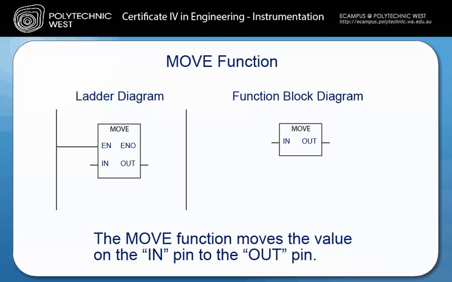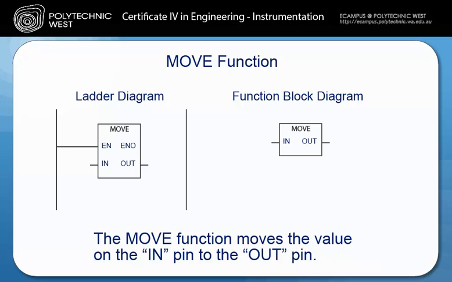PLCs have a library of functions that we can use to manipulate analog values. The first one that we will look at is the move function. The move function has an input and an output. The move function moves the value of the input to the output.